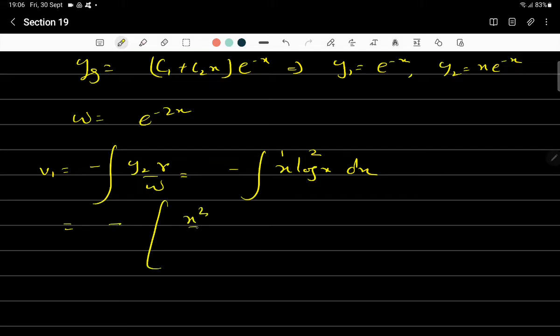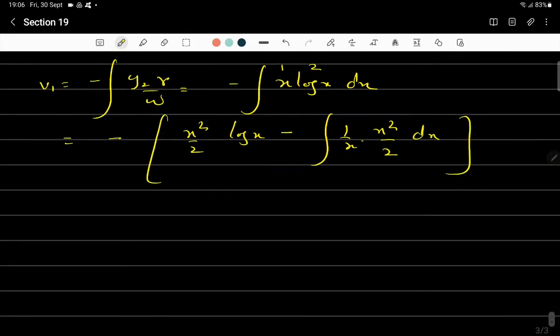So integration of x is x square by 2 log x, minus differentiation of log x is 1 by x, integration of x is x square by 2 dx. So this becomes x square by 4, this one, because again you integrate x, minus x square by 2 log x.